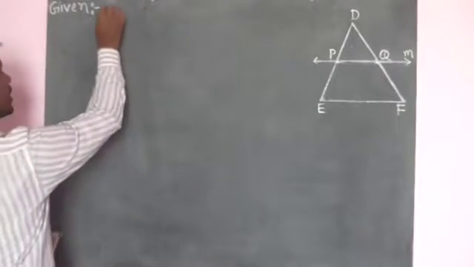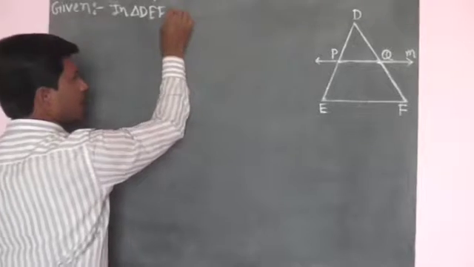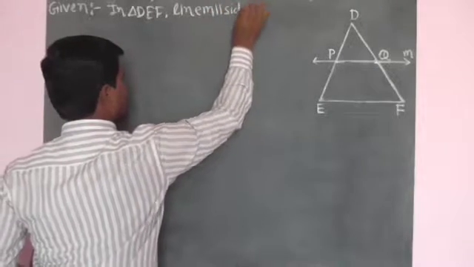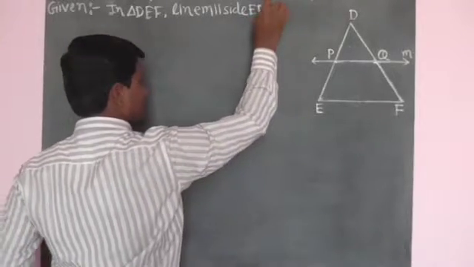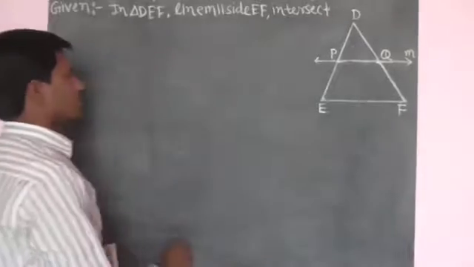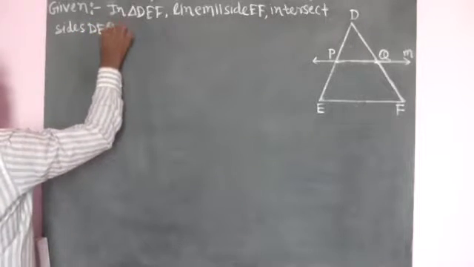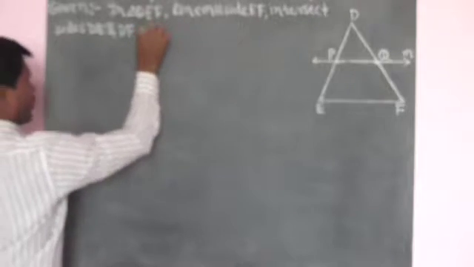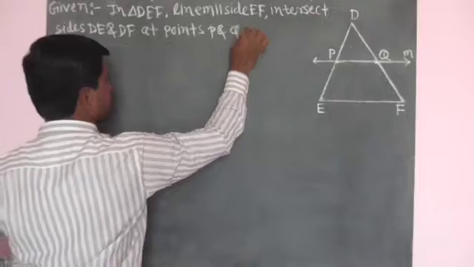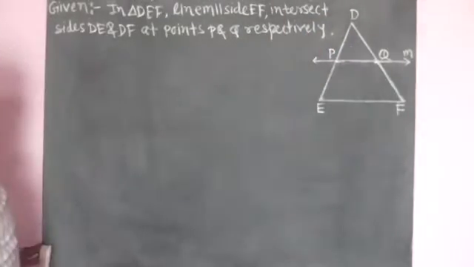Now write the given first. In the triangle DEF, line M is parallel to the side EF and intersects sides DE and DF at points P and Q respectively.